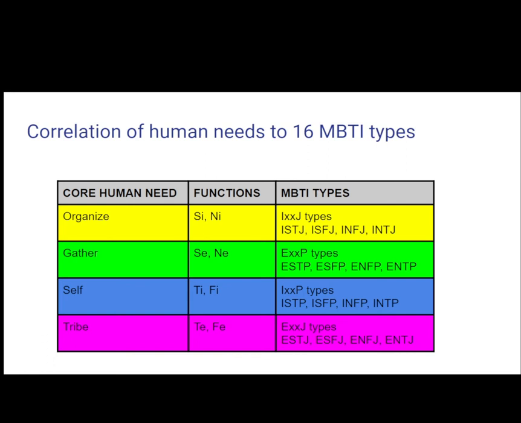So how do these human needs then correspond to the 16 Myers-Briggs types? So for those whose core human need is to organize, that's their strongest, most dominant human need, remember that corresponds to SI and NI. So types that lead with either SI or NI as a function are the IJ types. So this is ISTJ, ISFJ, INFJ, and INTJ.